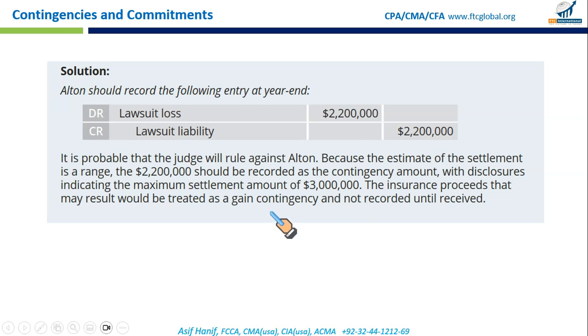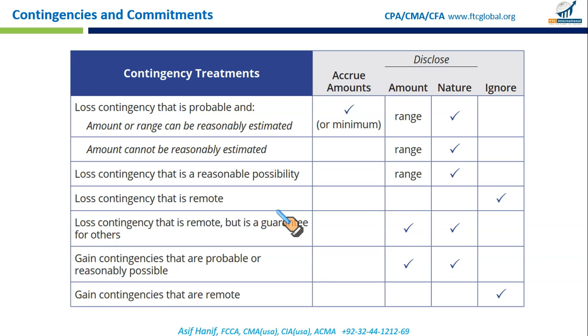Yes, there can be a gain contingency from the insurance company, but we won't accrue it unless it's realized, because we already agreed that gain contingencies cannot be accounted for unless they are realized or you are virtually certain that you're going to collect it. So that's the point. Now let us do it in one go. All this is explained nicely in this tabulated form.